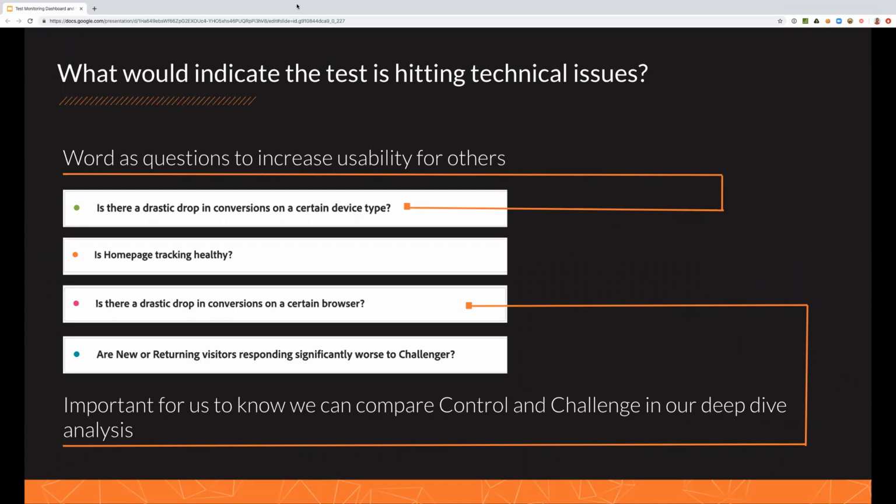So for example, we had, is there a drastic drop in conversions on a certain device type? If I answered yes to that, say mobile, I was running this test on mobile, but there was absolutely no conversions, I would need to go investigate that. And then we had a similar one around browser types as well, and new and returning users.